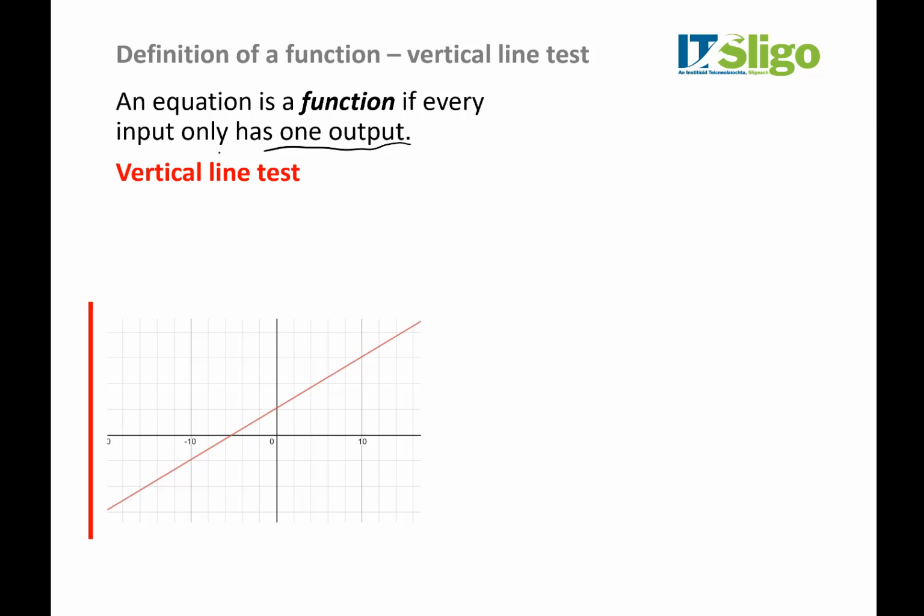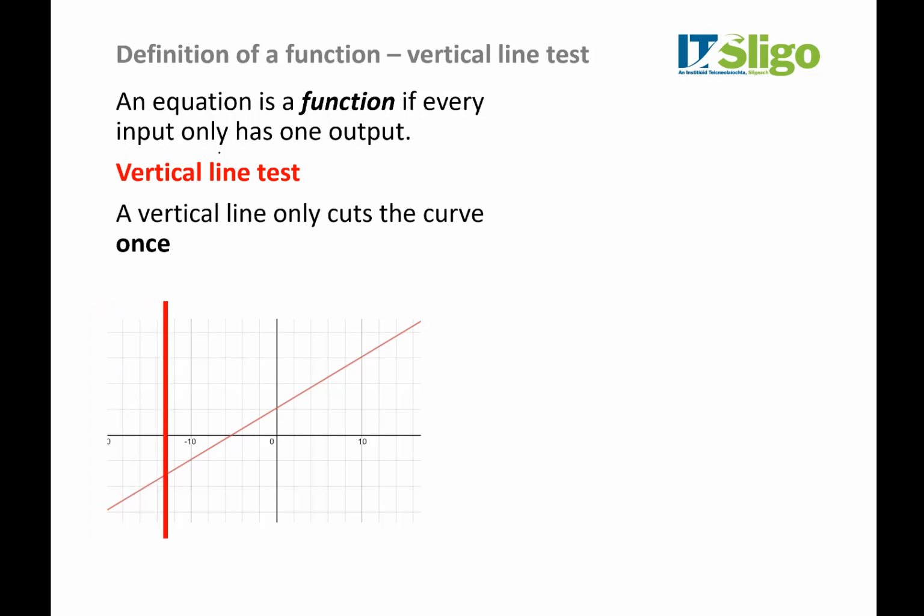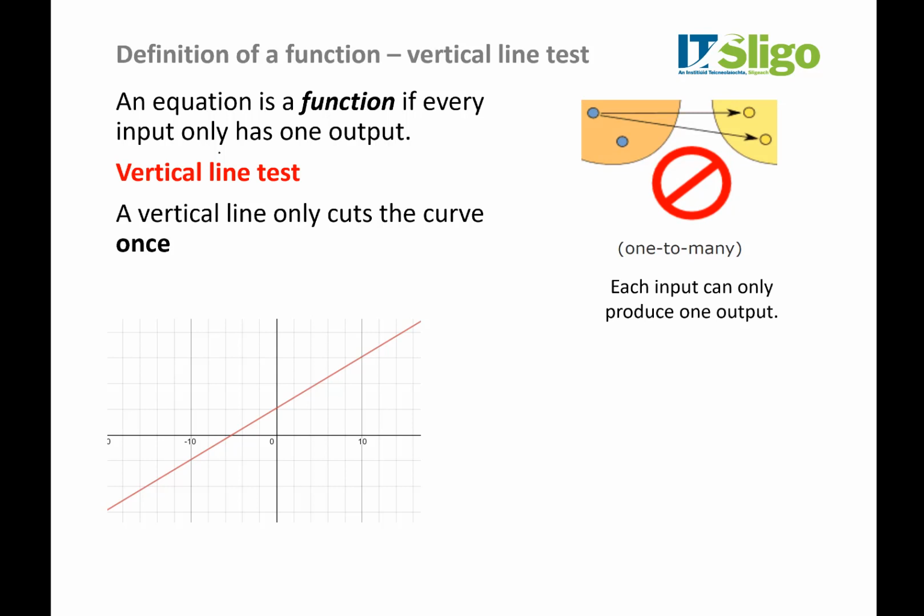So a vertical line is only cut once by the curve anywhere within the domain. So here we can see no matter where the vertical line is, it's only been cut once by the curve. So this graph here would be a graph of a function. Here we have our input, but it's relating to two different outputs. Now that's possible with an equation, but it's not possible with a function.